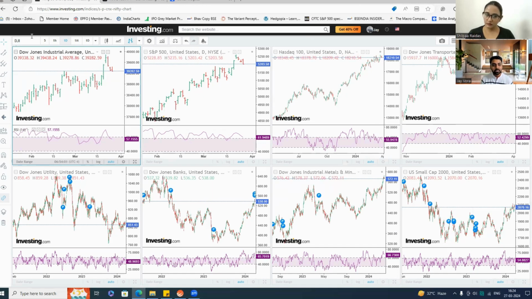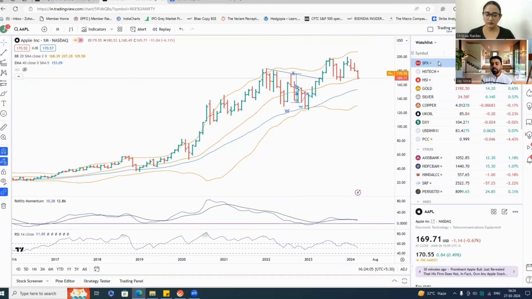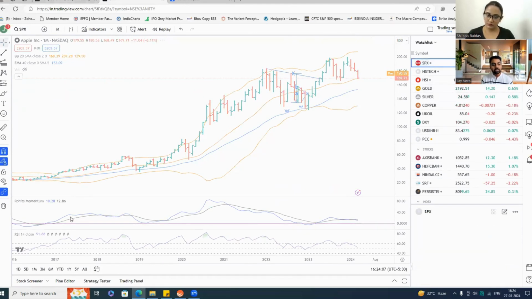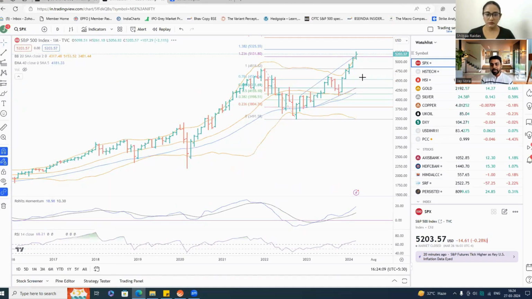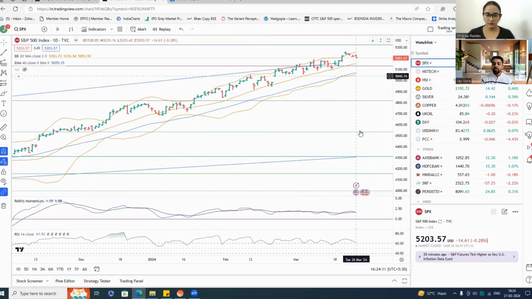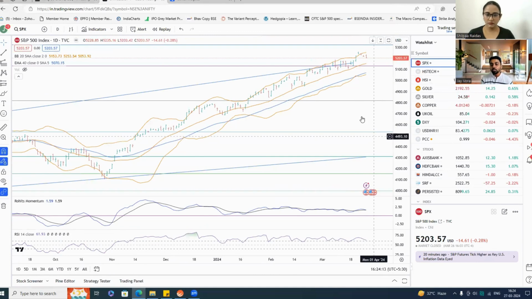And like I mentioned to you, we would want to see a break of the averages, especially on the daily chart. That is the 20-day average and the 40-day average. Once they break on the downside, those will be the signs of weakness.